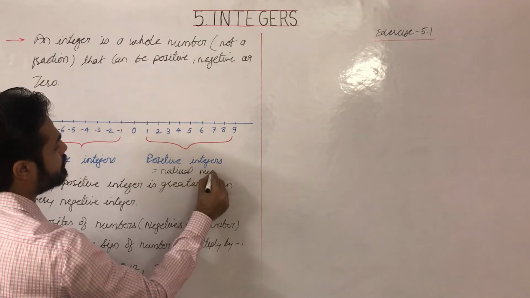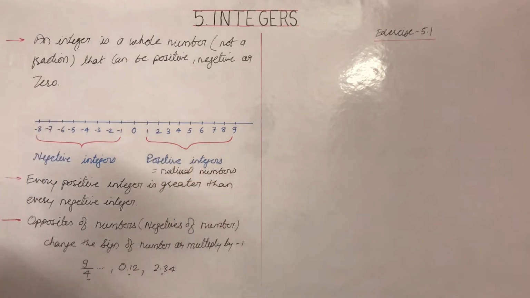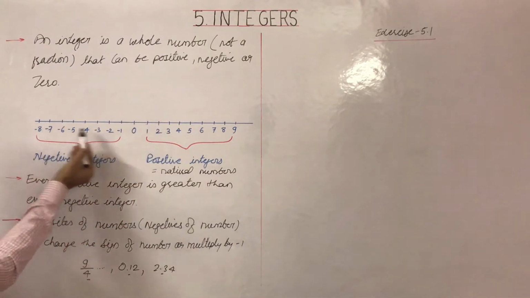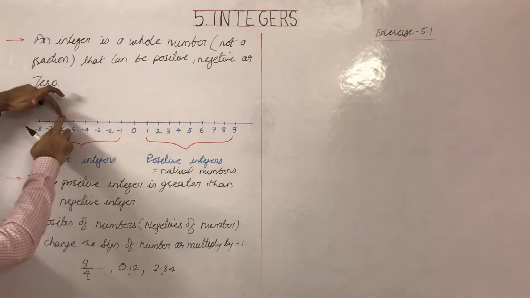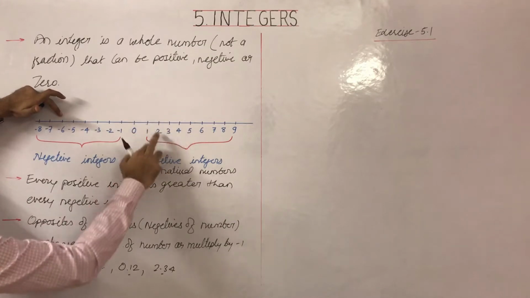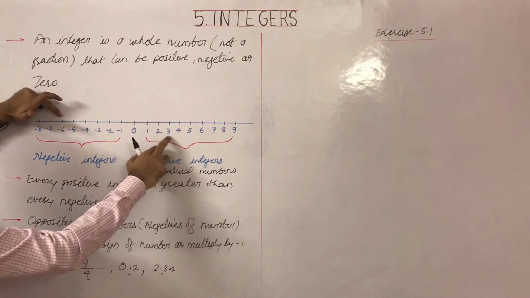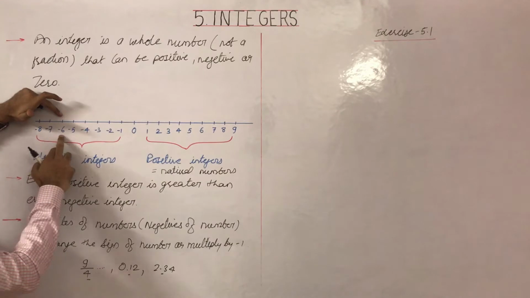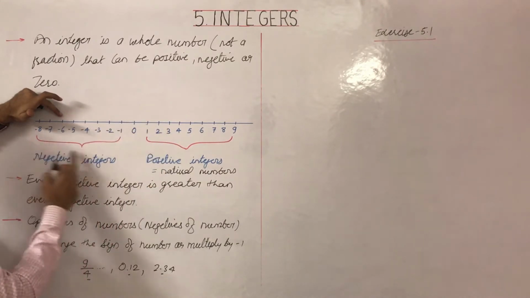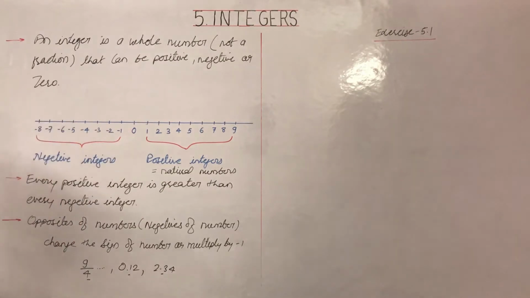Natural numbers. Every positive integer is greater than every negative integer. So every positive integer 1, 2, 3 is greater than every negative integer. If we consider -6 and compare -6 with 3, then 3 is greater than -6, because a positive number is greater than all negative numbers.